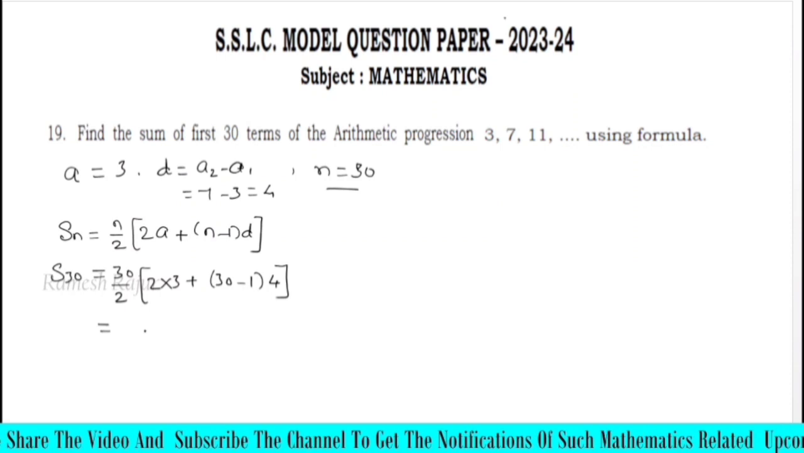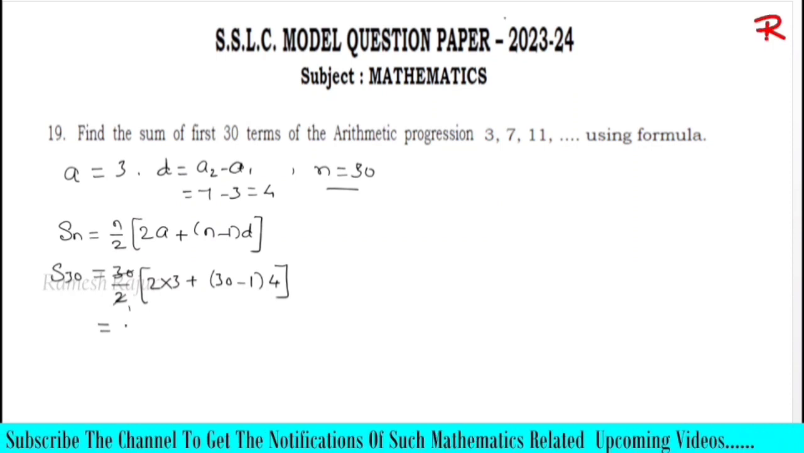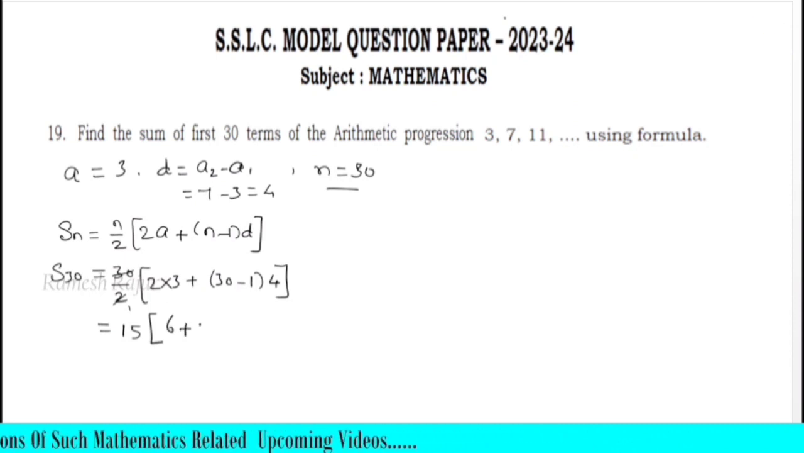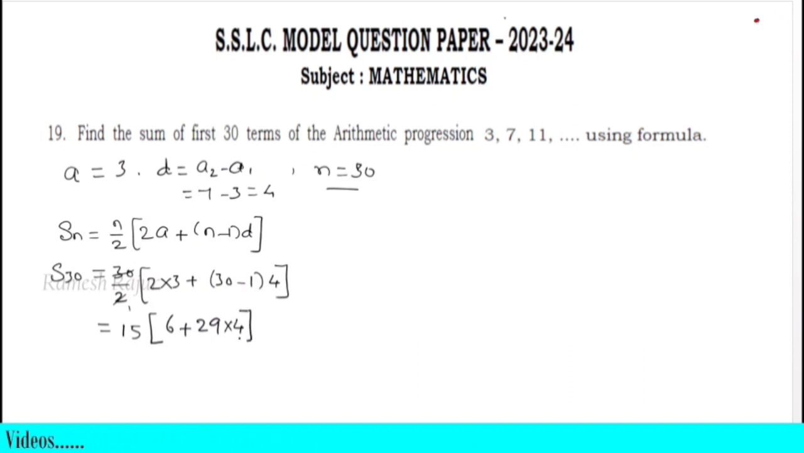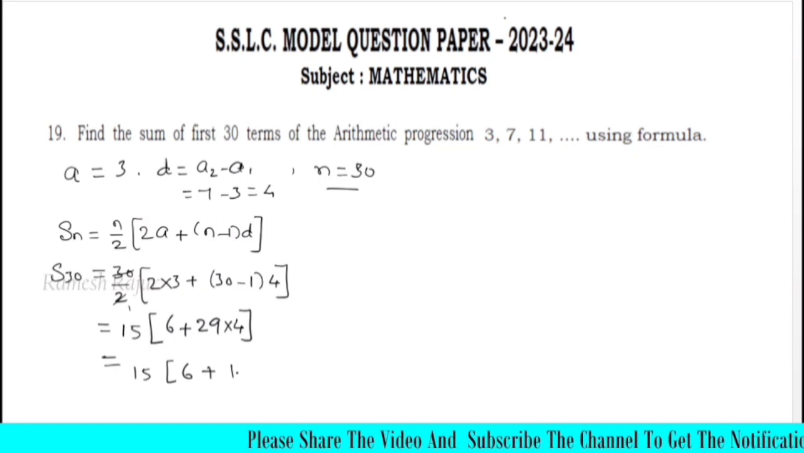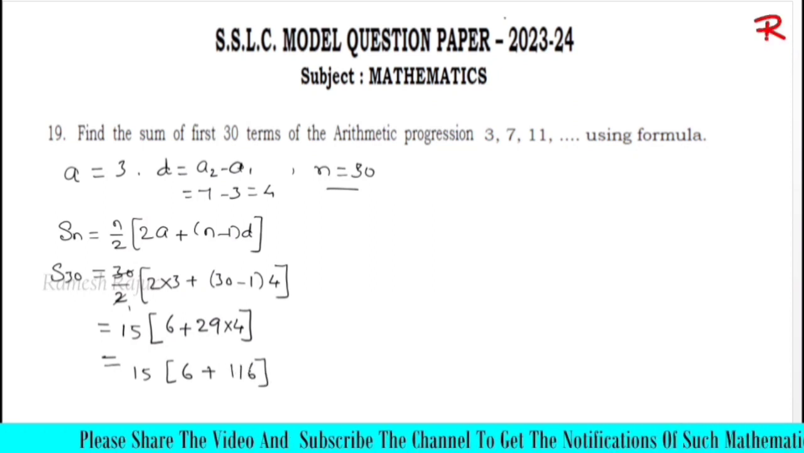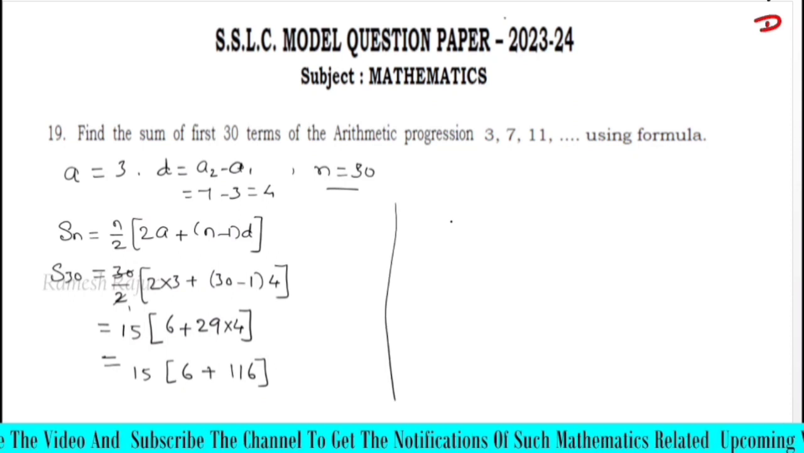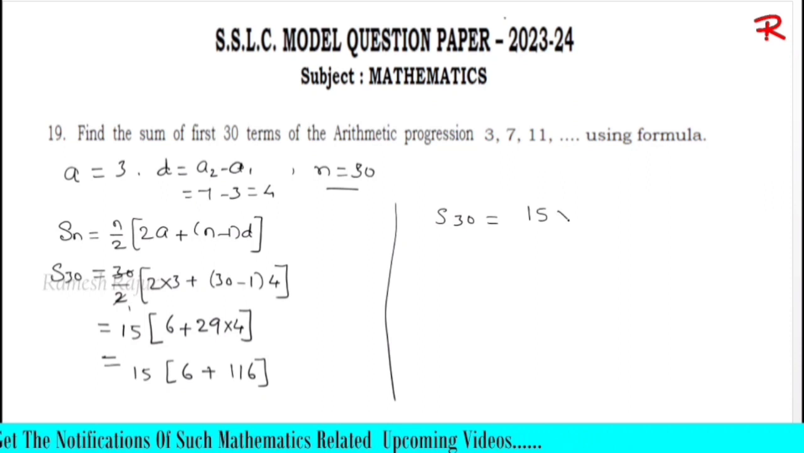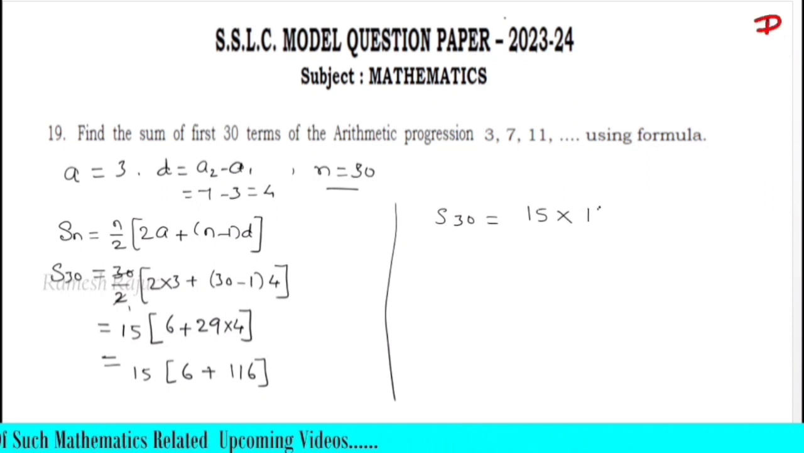Simplifying this, we get 2 ones are 2, 15s are 30, 2 threes are 6, plus 29 into 4. That gives rise to 15 into 6 plus 29 fours, which are 116. In the next step, we get S30 equals 15 into 122.